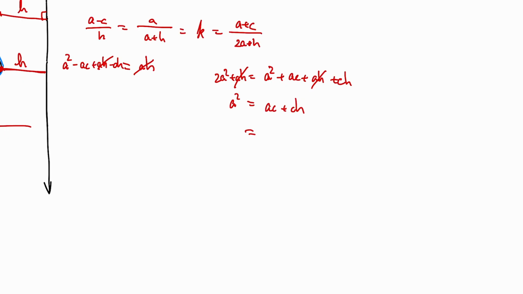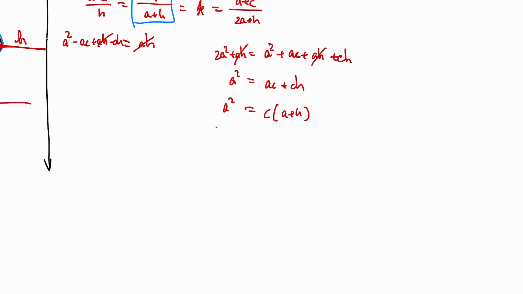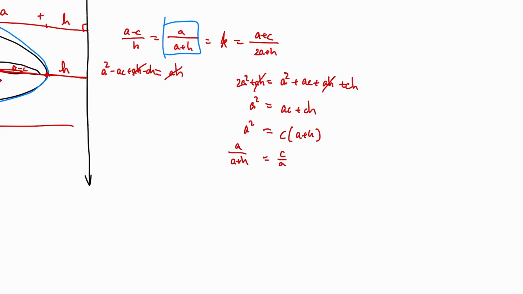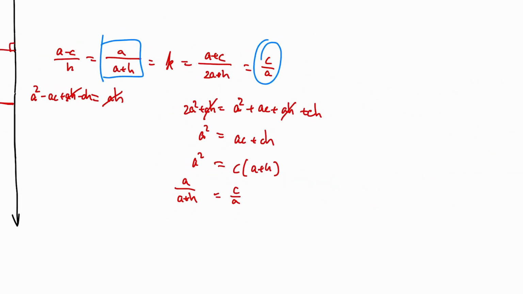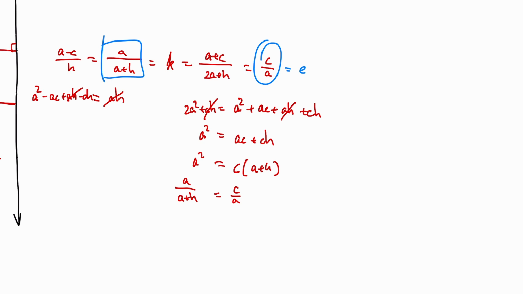How about we factor this as c times a plus h is equal to a squared. Okay, that looks kind of similar to this fraction we have over here. So a over a plus h, let's just make this fraction, and leave everything else to the other side: c over a. Okay, now that looks better. So if we have c over a, then that constant k must be equal to c over a. Does this ring a bell? It's the definition of eccentricity. How could I forget? It's actually just eccentricity for k.